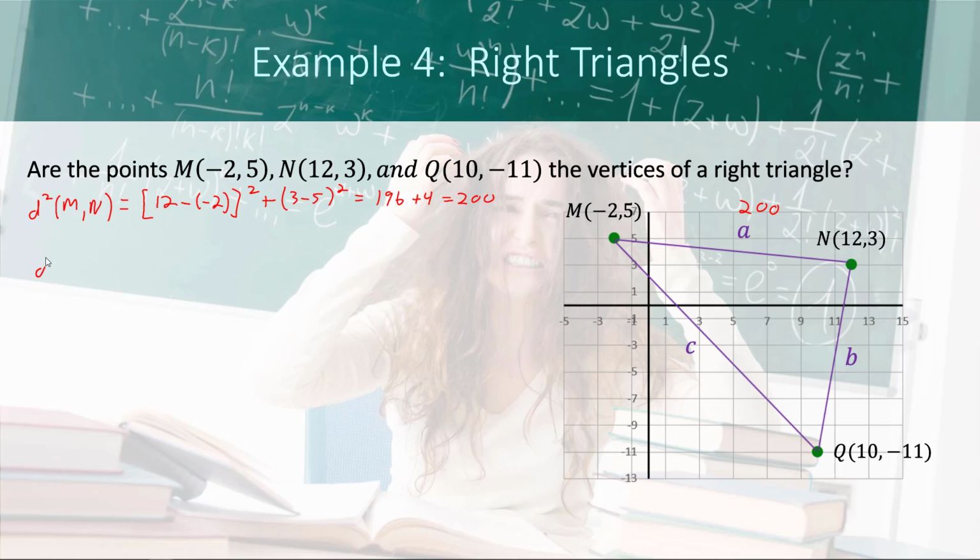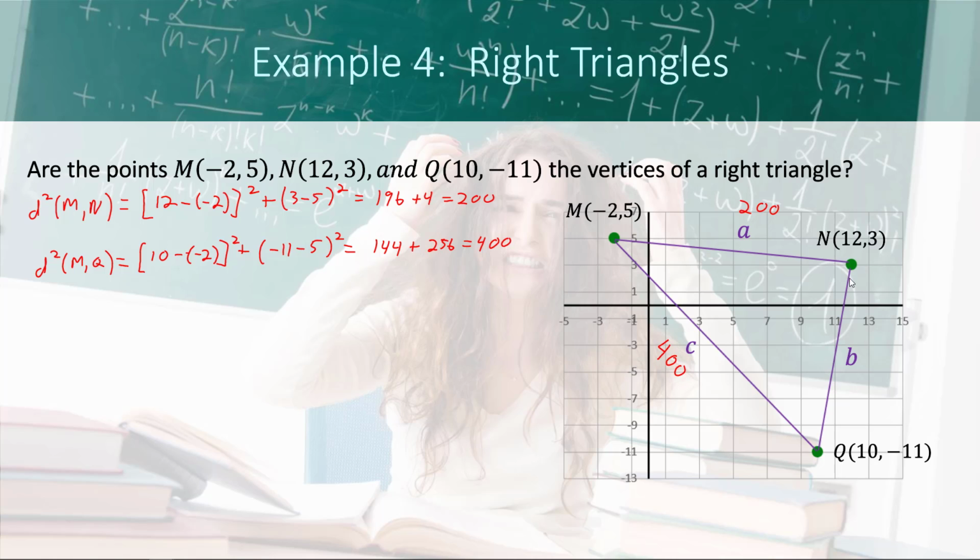Okay, let's take a look at d squared, the distance squared between M and Q. That will be 10 minus negative 2 squared plus negative 11 minus 5 squared. That will give us 12 squared, which is 144, plus 16 squared, which is 256, and that will be equal to 400. So this appears to be the longest side, and if you look at our picture, yeah, it is the longest side. So right here, this is 400.